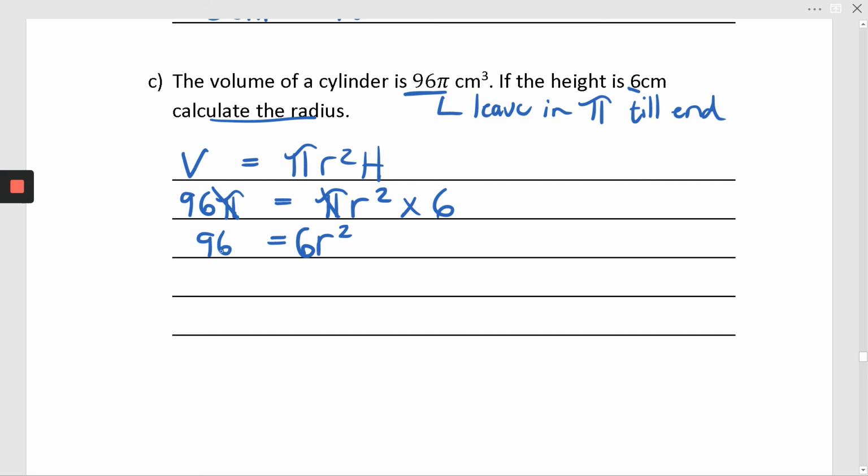When I take 96 and divide by 6, I get 16. So 16 equals r squared. Aha, I need r by itself, so I must square root both sides. If I do that, I get 4. It's actually plus or minus 4, but for these purposes, we're dealing with a measurement, and a measurement has to be positive. So my answer is 4 centimeters for the radius.